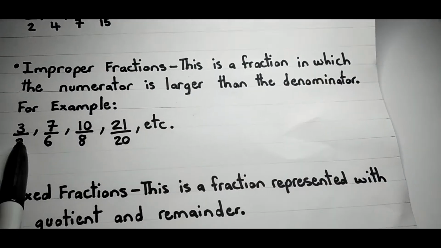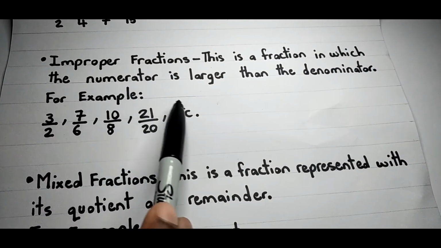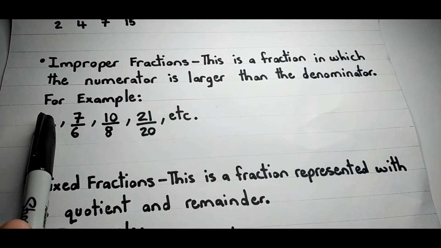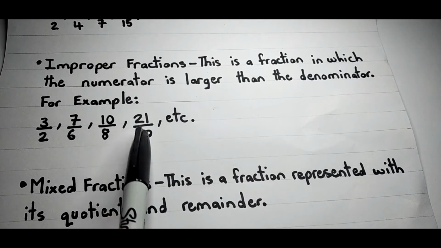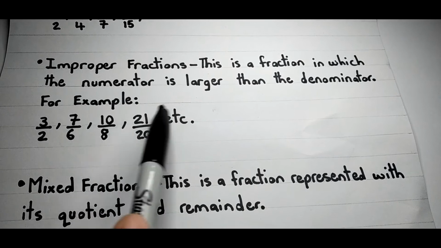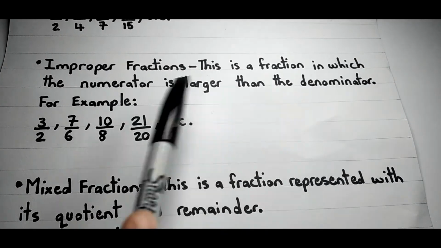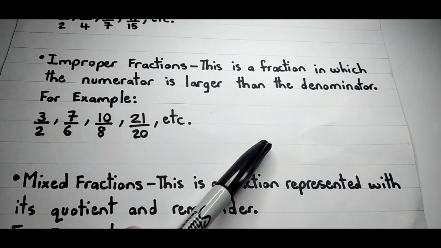As we can see in these examples right here, all of them meet the criteria of being an improper fraction. Notice the numerators are larger than the denominator in each example. Again, it doesn't matter how large the numbers are. We could have continued many more out there. So that's an improper fraction.